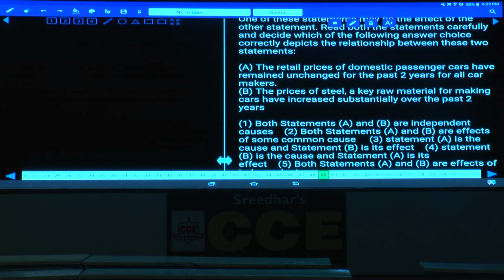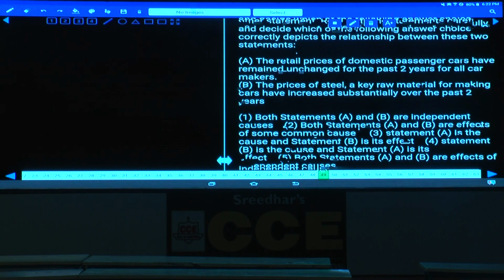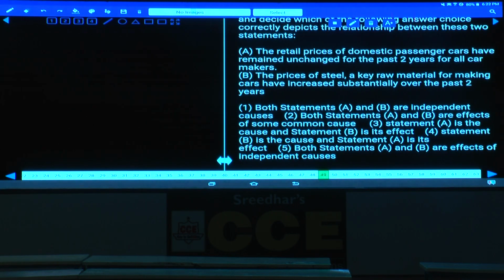A and B are effects of some common cause, and statement A is the cause and B is the effect, B is the cause and A is the effect. What is the choice here? Both are independent causes. The reason why the car prices have not gone up, there could be a different reason, and why the prices of steel has increased, for that one there could be a different reason, isn't it? Hence what is your answer here? Both the statements A and B are effects of different causes, independent causes.